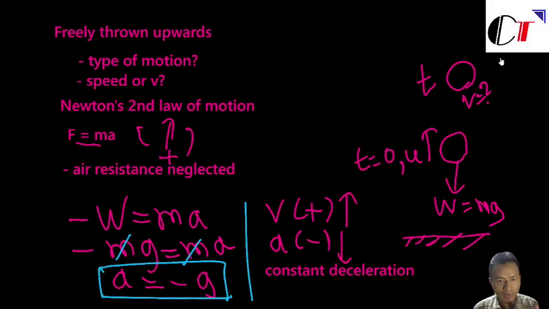So when you throw your object freely against the pull of gravity, you neglect the air resistance, and the effect of mass will cancel from both sides of Newton's second law. The acceleration will be just negative g. So this means it is directed towards the center of the Earth and equals the acceleration due to gravity, and since the acceleration is opposite to the velocity, your motion is constant deceleration motion. And yes, now let's look at how we find the speed at any time t.